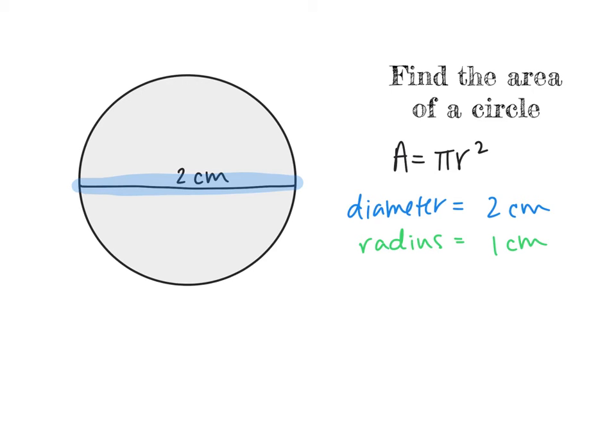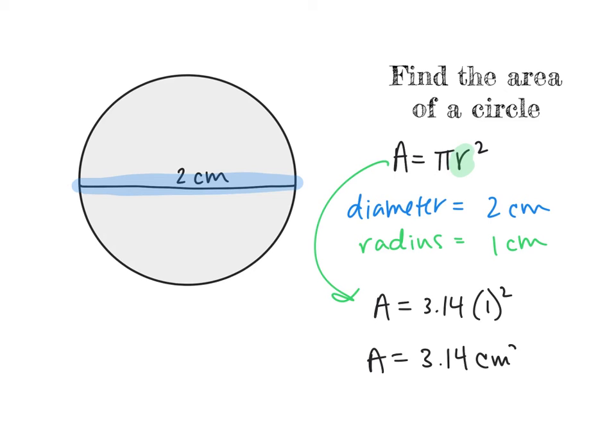So now that I know what my radius is, I can go ahead and plug that in and solve for my area. Area is equal to 3.14 times 1 squared. Well, 1 squared is just 1, and 1 times 3.14 is just 3.14. So my area here is 3.14 centimeters squared.